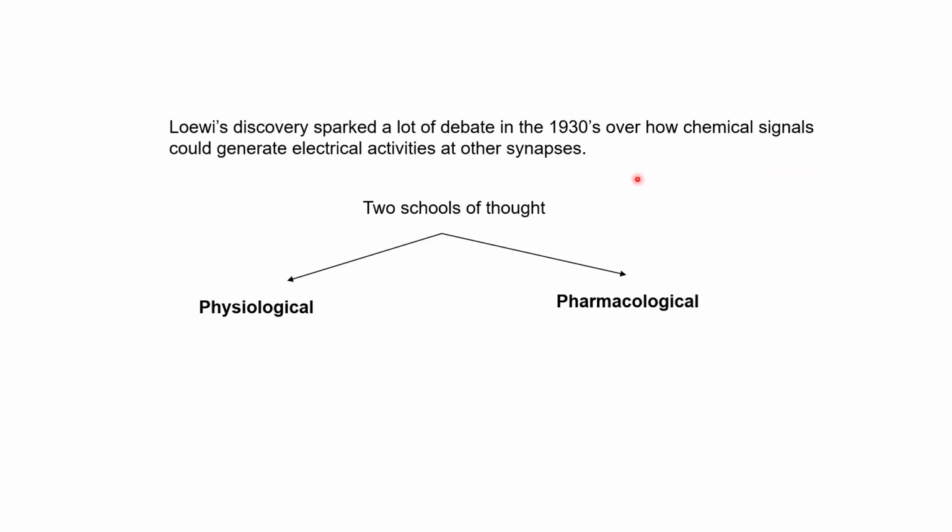And that was unclear. So basically the community was divided into two groups. One group thought that the communication in neurons is primarily electrical in nature, and any chemical changes that are being observed might be secondary. And the other group thought that the primary mode of communication is chemical, and this chemical activity should be able to result in electrical activity with some unknown mechanisms.